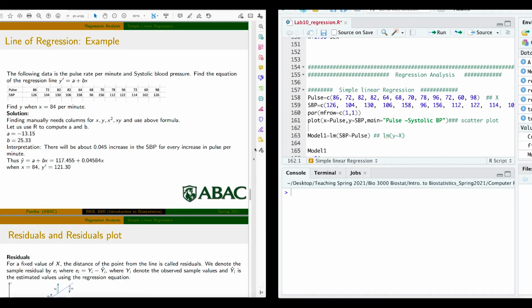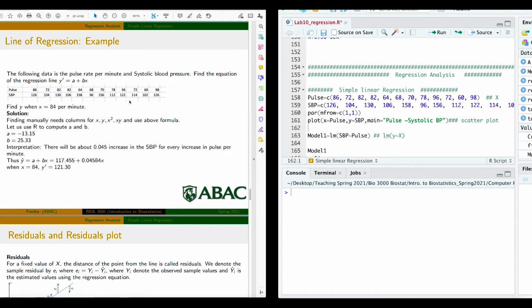Here, the following data is the pulse rate per minute and systolic blood pressure. Find the equation of the regression line, Y prime equals A plus BX, where pulse rate is considered as X and systolic blood pressure is considered as Y. What does that mean? That means if a person has pulse rate 86, he has systolic blood pressure 126. Another person has pulse rate 72 and his systolic blood pressure is 104, and so on. This is the data given.